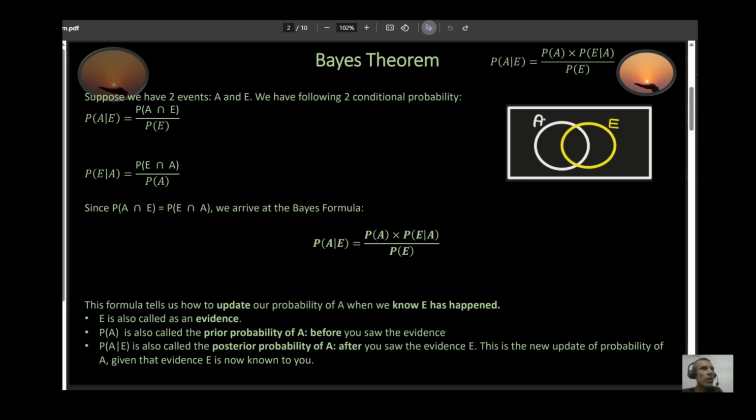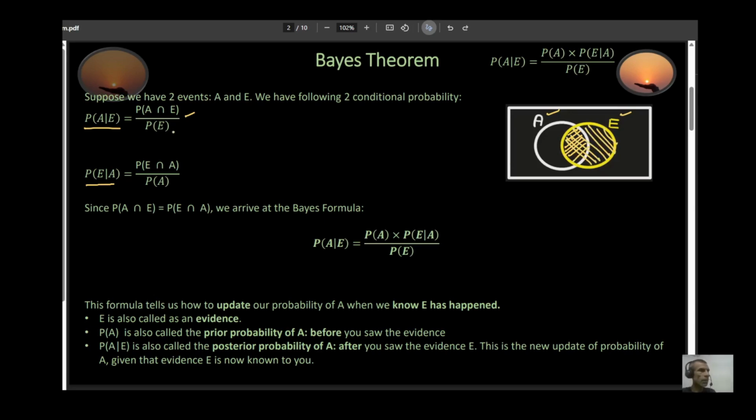Suppose we are given two events, A and E. Based on these two events, we can have two conditional probabilities. The first one is probability of A given that E has happened, or probability of E given that A has happened. Let's do this one first. This one tells me the probability of A given that E has happened is equal to the probability of A and E, which is this overlapping region, divided by the probability of your E, which is this region right here, the whole region.